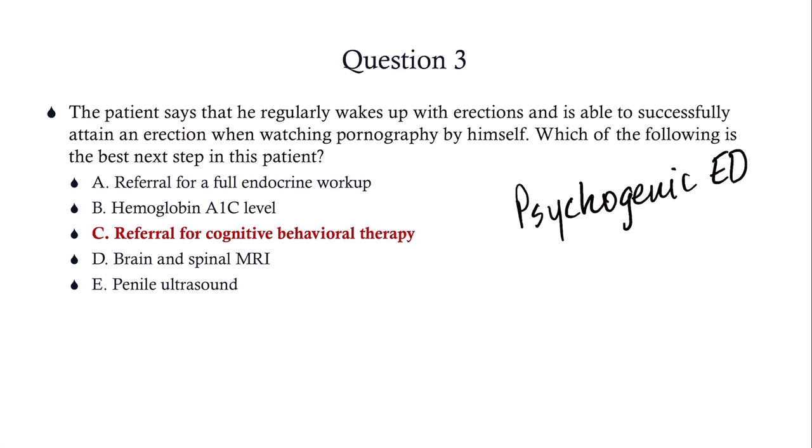But this patient doesn't have any problems with that. So we would get rid of A. Hemoglobin A1C, no, because this patient, again, has no signs of diabetes. Okay, he's not coming in peeing all the time. He's not coming in with changes to his vision. He's not coming in morbidly obese and potentially have some kind of cryptic diabetes. So that's out. Brain spinal MRI, he has no neurologic symptoms. And a penile ultrasound, that could be useful if we were thinking maybe of a vascular disorder, although that would not be your first test anyway. So the answer is C.